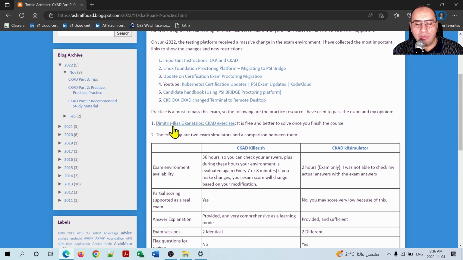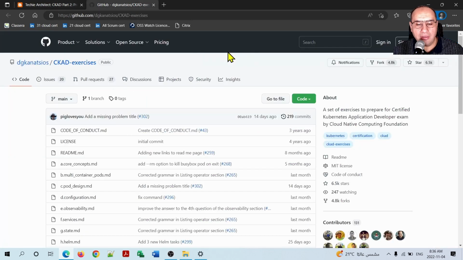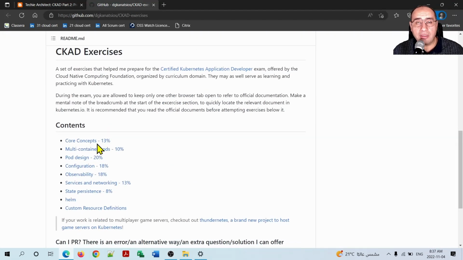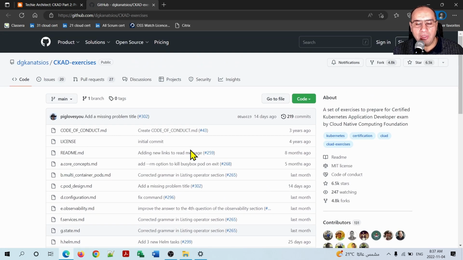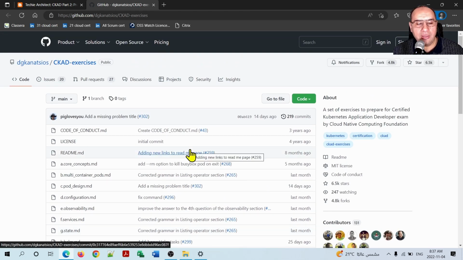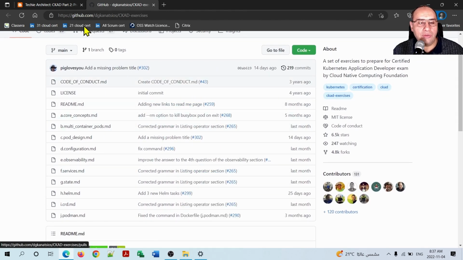Now focusing on the practice, which is actually a must. You will find here the first link from Dimitris. He has a GitHub full of exercises. Sometimes the percentages are from the old exam version, but he includes Helm and CRD, custom resource definitions, and there are a lot of contributors to this. Everyone always points to this GitHub repository, which is, I think, very good and comprehensive.